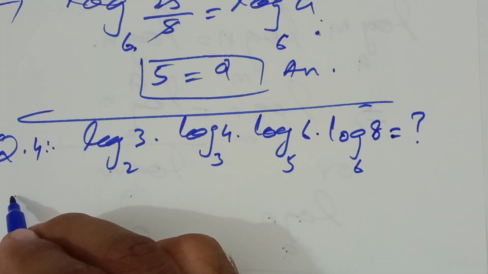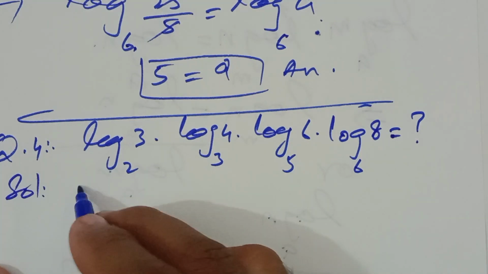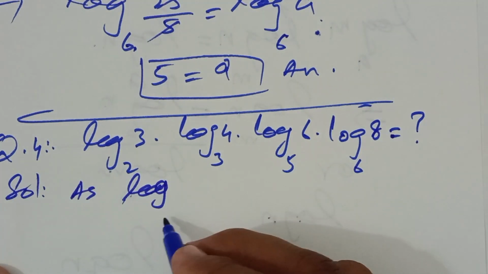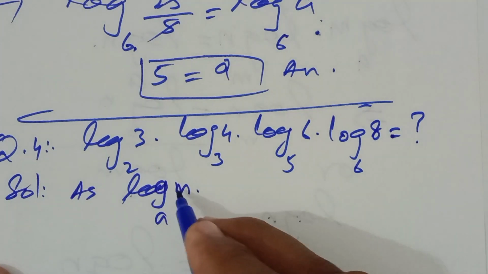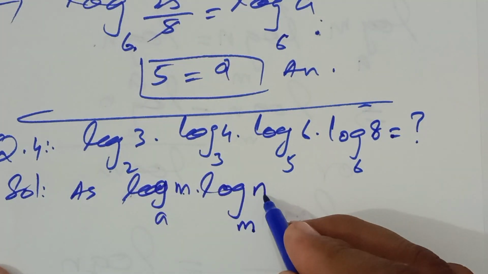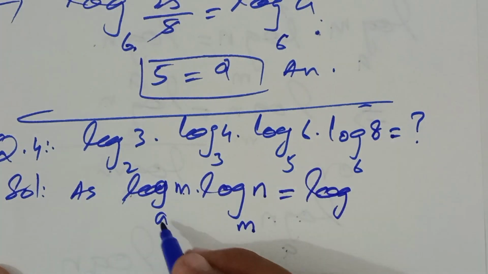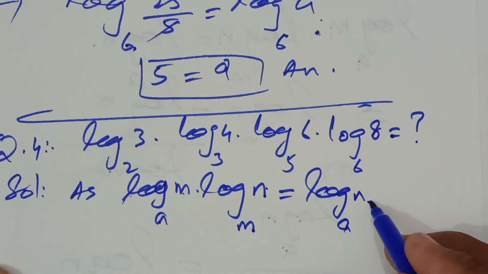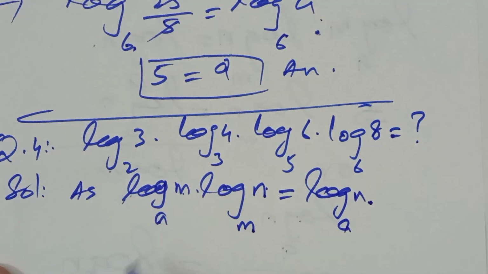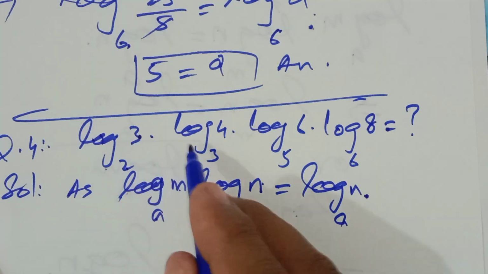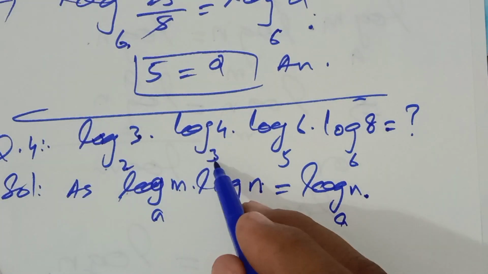Here we have the logarithmic property: log with base a of m, if the amount m we make its base, we can get log with base e of n by cancelling these values according to the logarithmic property formula. So here we will use the same process: log with base 2 of 3, and the same amount is here, log with base 3 of 4.